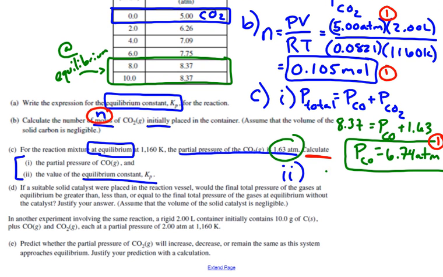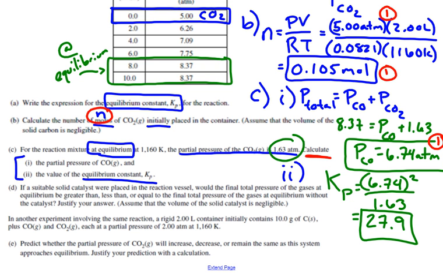So I'm going to plug this in. Kp equals now, and I have partial pressure of CO over CO2. So I have 6.74. Make sure you square it, because it still fits into the expression, 1.63. And what you get is 27.9. Amazingly enough, 1 point is earned that you put the numbers in the right spot. 1 point is earned for the final answer.